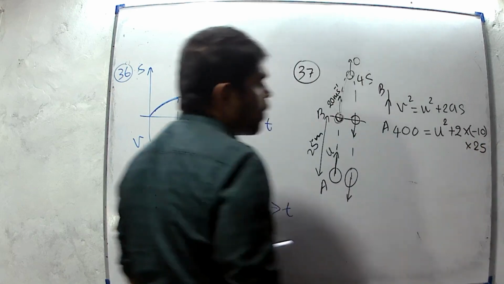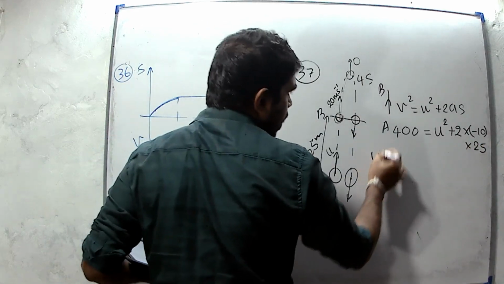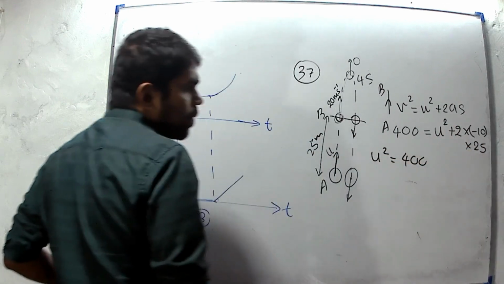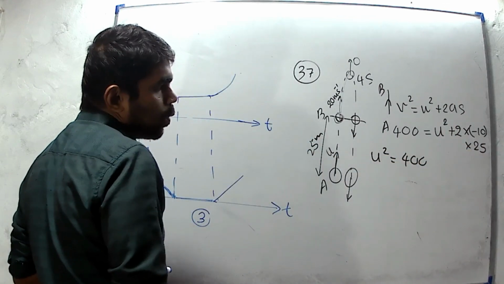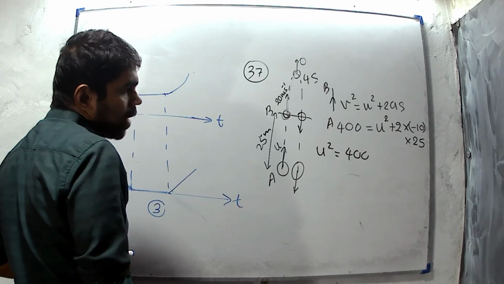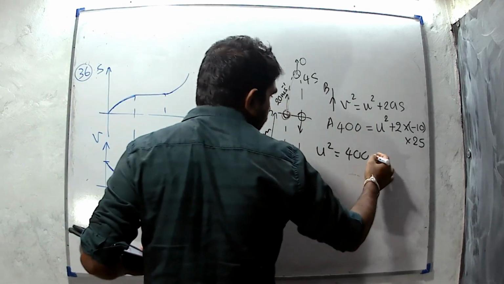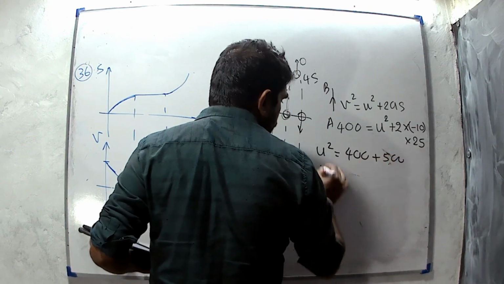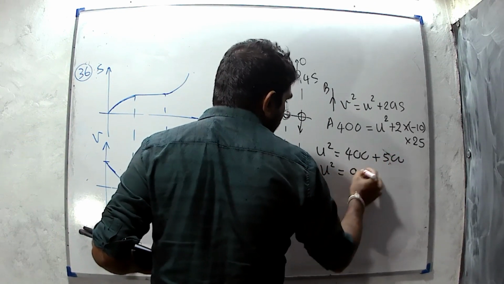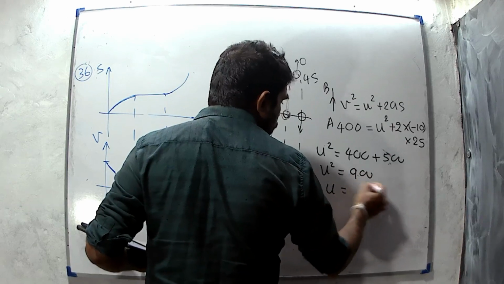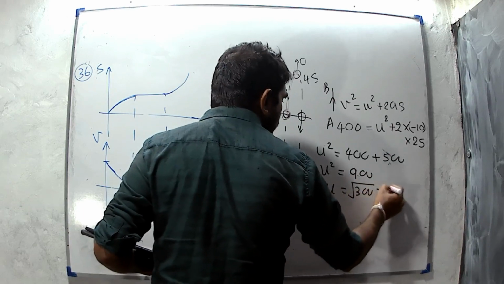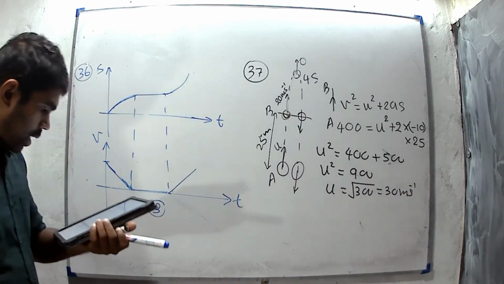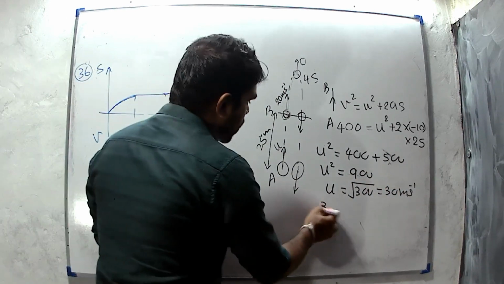Now we have to simplify it. u squared equals 400 plus 25 into 2, 50, 50 into 10, 500. We have to bring it to the left hand side as a minus term, minus 500. u squared is 900. u is root 900, 30 meters per second. It is the initial velocity of the motion. Then the answer is 3 for question number 37.